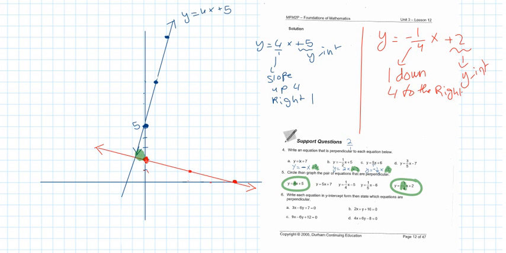Okay? You guys good with this? And the equation for this one, I'm going to write it in red. y equals negative 1 over 4x plus 2.